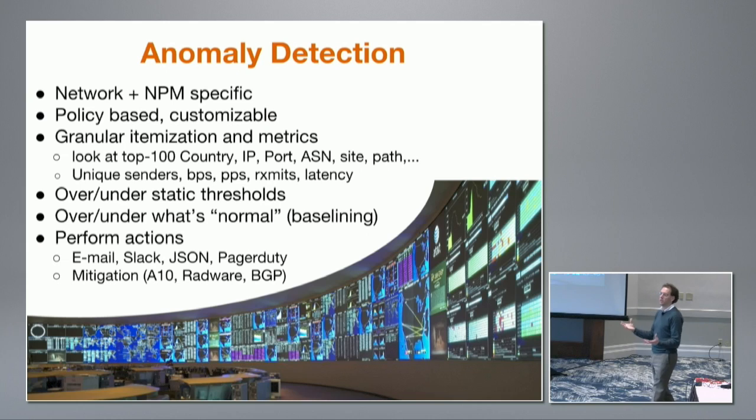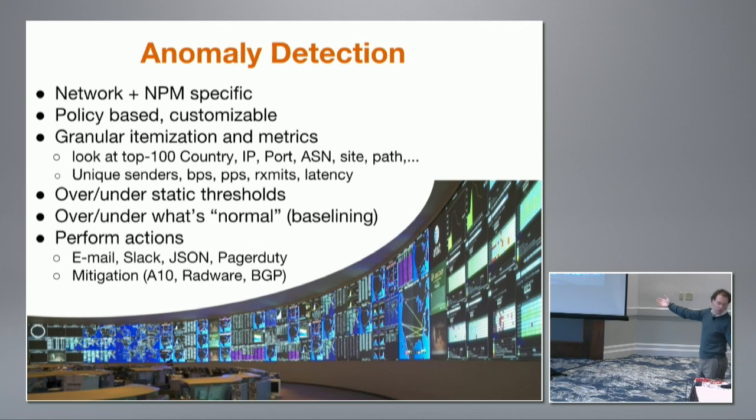Right? Or I want to look at all the autonomous systems I send traffic to or receive it from. And you'd be able to do over and under. And baselining is critical. Sometimes I want to use a static value: if it's over 10 gigs, it should never happen. Or sometimes I want to say if it's over 2 gigs and 200% of what it normally is for this time of the day. So when you begin to put this all together, you think, how do you do this?